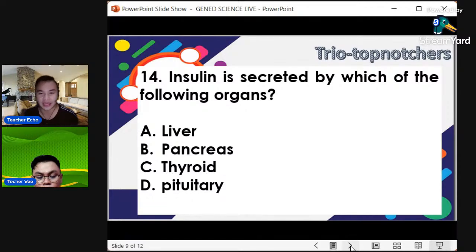Okay, so I guess maraming ligwak po sa ating mga tanungan ngayon. Okay, may naligwak na sa number 11, sa number 12 and 13. So I hope hindi kayo maligwak sa 14. Okay, is it pancreas? Are you sure? Is it pancreas? Baka liver. Okay, that is pancreas. Amazing. All right, fantastic. Pancreas po yung sagot. Okay, insulin is secreted by pancreas.